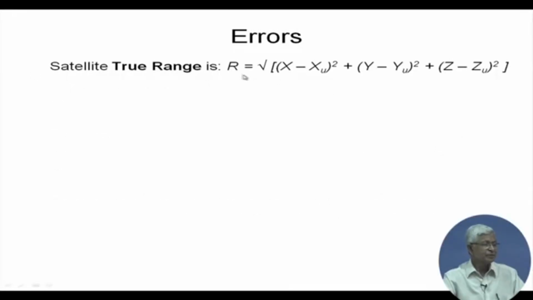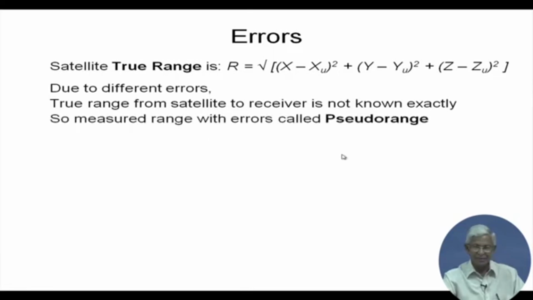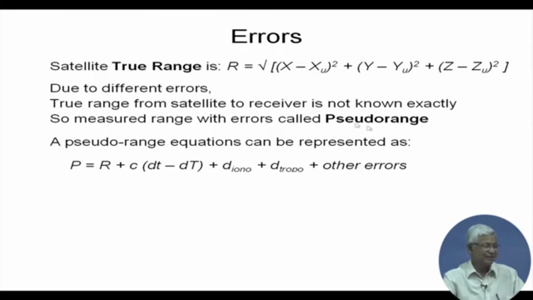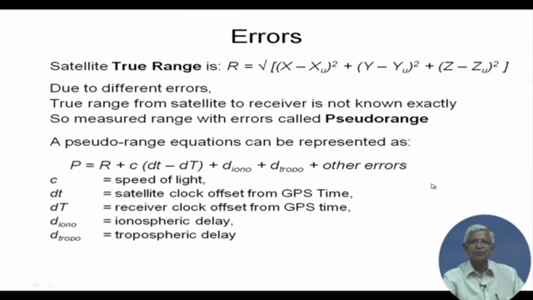So, the true range, if we call it capital R, from satellite to receiver is not known exactly due to the different errors. So, it is a pseudo range, a term we have already used. Pseudo range is R plus the clock drift delay, clock error, iono error, tropo error, and all other errors together. So, now we have understood that there are certain errors, and these have to be estimated, modeled, or corrected. How do you do that?